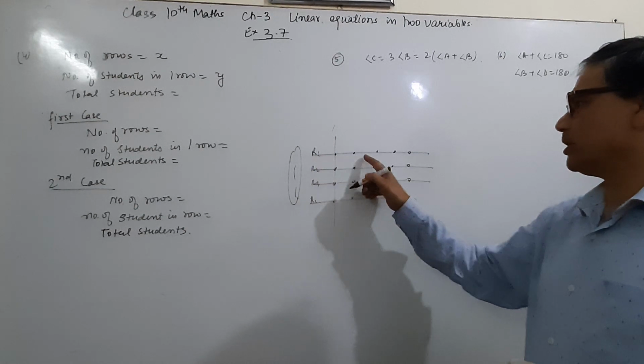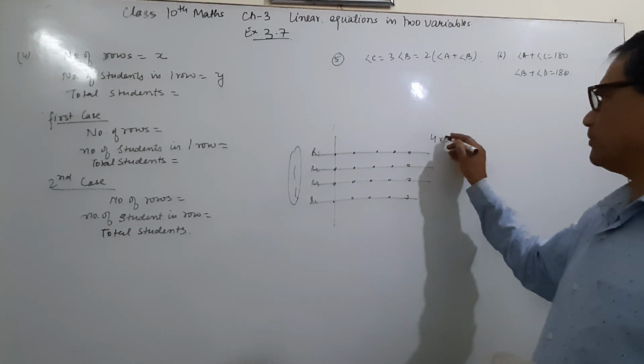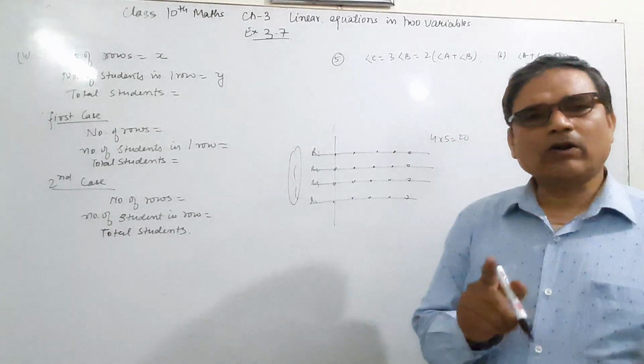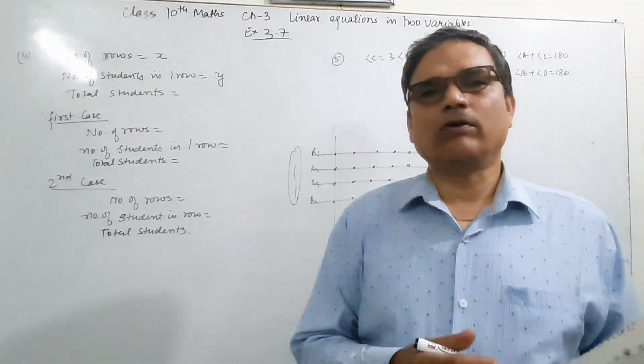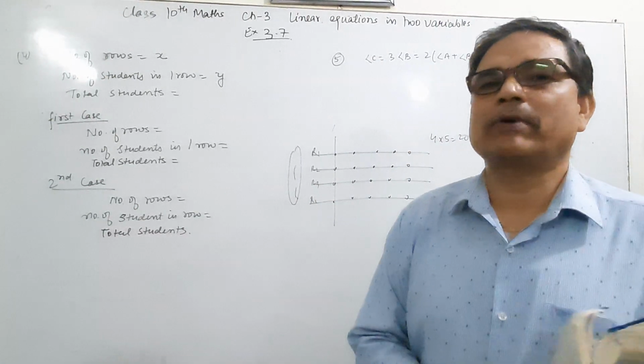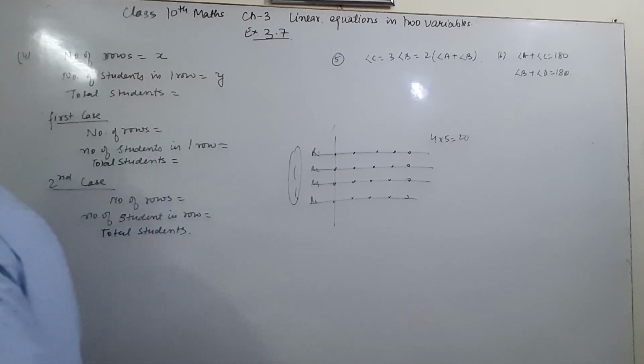And in one row, how many students? 5. So 4 rows, 5 students in a row, their total number is 20. If the number of rows is 4 and in one row the students are 5, then the total number of students is 4 multiplied by 5. And now the question, please.